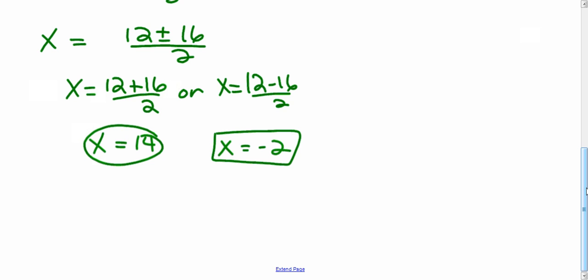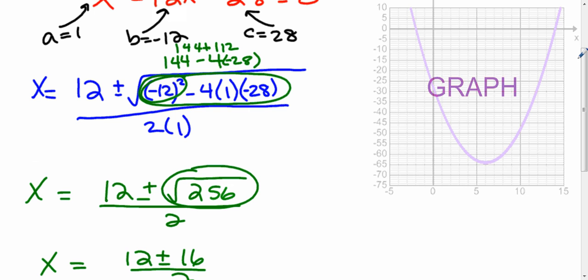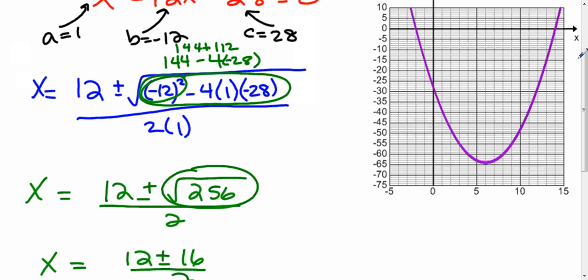What that still means, whether I solve it by graphing it and seeing where it crosses the x-axis, by factoring, or by completing the square, any way I choose to solve it, or here with the quadratic formula, it will tell me the 2 spots where the graph crosses the x-axis. So you can see it happens here at 14 and here at negative 2.